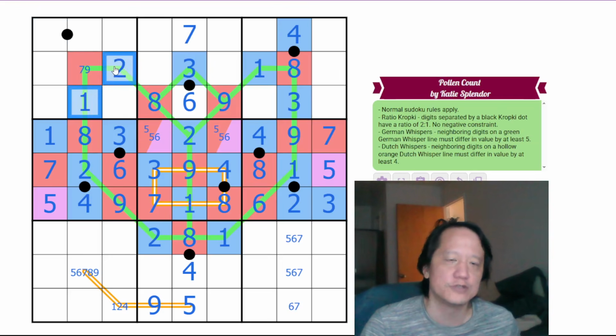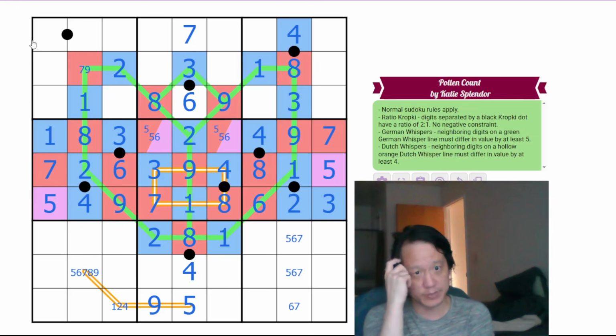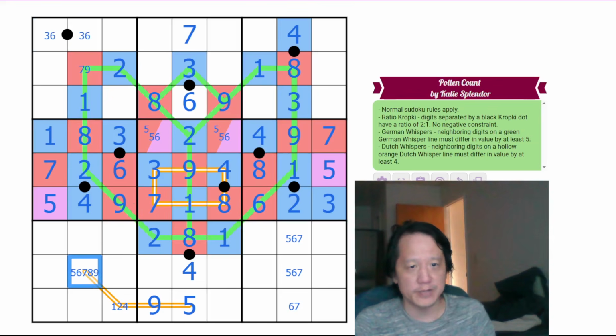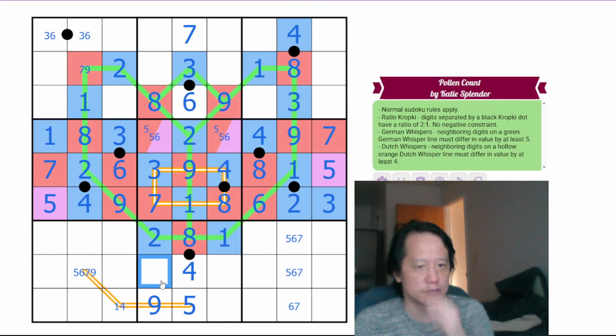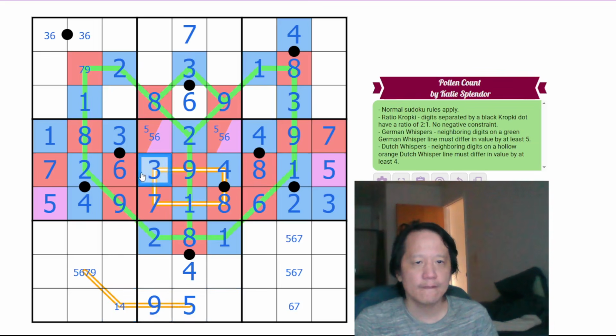We have 1 and 2 already in the box. We have 4 in the row. So that eliminates 1, 2, 2, 4, and 4, 8 as possibilities. So this must be a 3, 6 pair here in a 1 to 2 ratio. 8 eliminates 8 here. 2 eliminates 2 there. What else are we looking at?